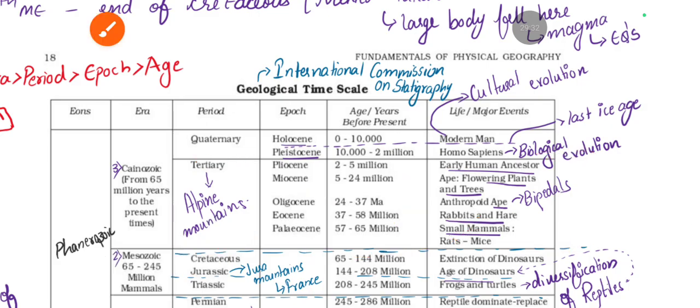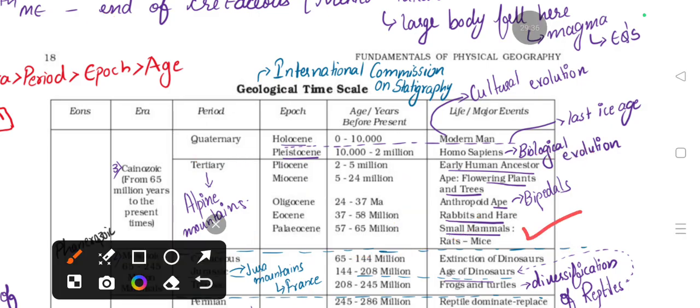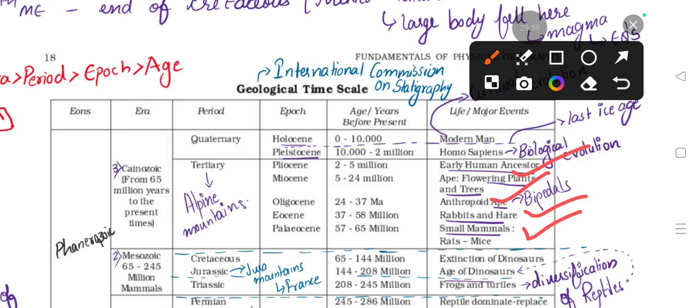You can broadly remember that during this period small mammals were born, and we have seen the origin of bipedals. Bipedals are nothing but apes; apes had two legs, which was enough for them to survive. Next we have seen the origin of flowering plants and trees during this period, and even the early human ancestor was born during the Tertiary period. At this time we also saw the formation of the Alpine mountains, for example the Alps, Rockies, Andes and Himalayas, all of which were born during this Tertiary period. So this is about the Tertiary period.